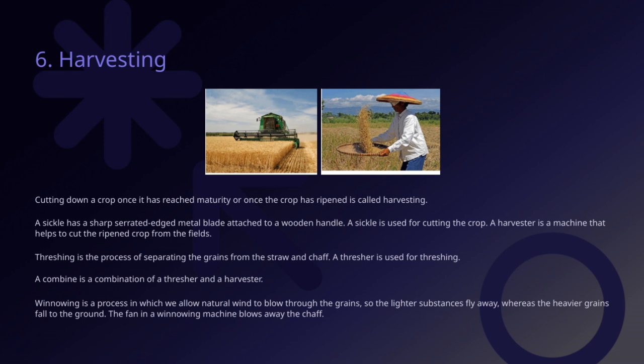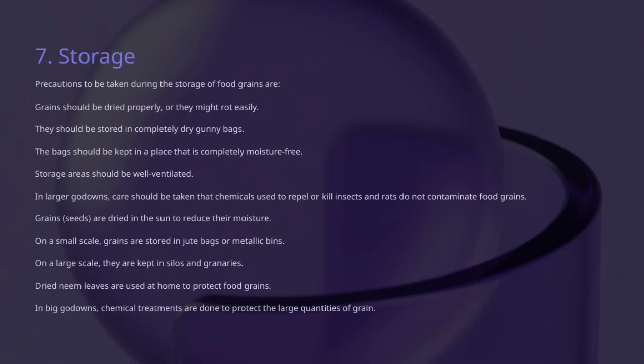All these processes and tools are interconnected, making farming more productive and less labor-intensive. They help ensure that we get the most out of our crops with efficiency and care. When it comes to storing large quantities of grain, big go-downs are commonly used, and in these, chemical treatments are applied to protect the grains from pests and spoilage. At home, dried neem leaves are a traditional and natural way to safeguard food grains, which is quite effective on a smaller scale. When storing on a larger scale, grains are kept in silos and granaries, providing a controlled environment.